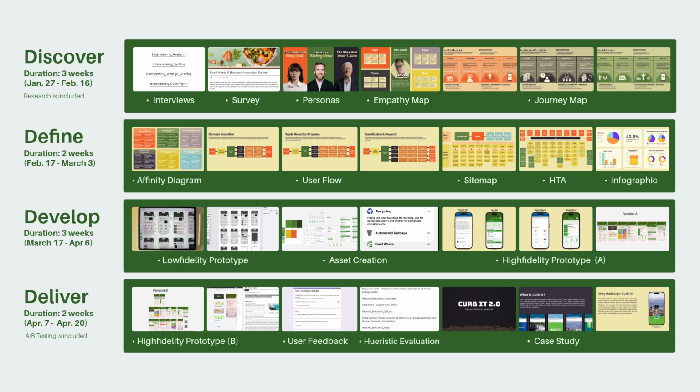In the later weeks, I moved into production on personas, empathy map, and journey maps that were based on the data I gathered. To further define the problem, I used UX design principles such as affinity map, sitemap, user flow, and hierarchical task analysis. Creating these artifacts, I felt confident in developing the low-fidelity prototype and started to create assets in Figma to work on the high-fidelity prototype.